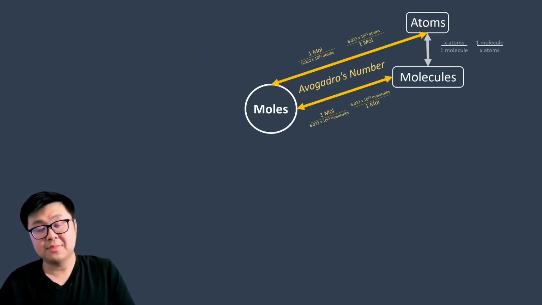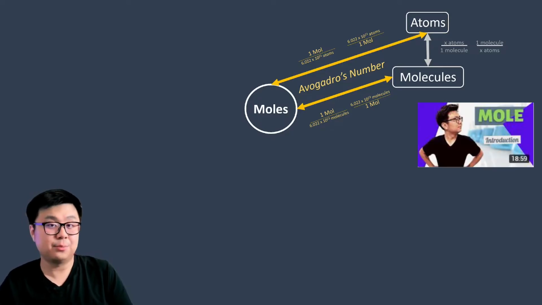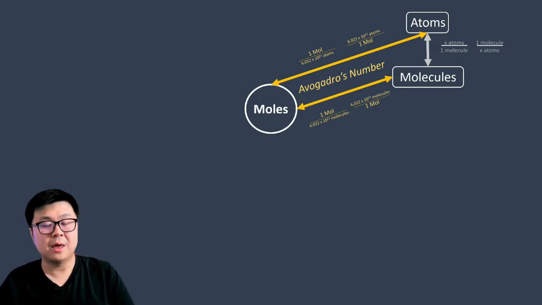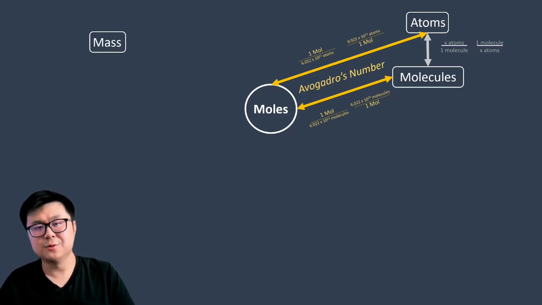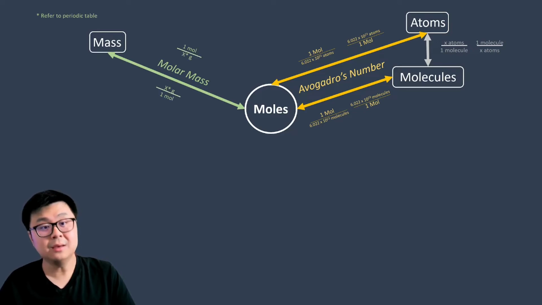Let's continue on with the mole conversion map that we started in the previous video. Now we know that we can go from moles to mass. And the way to do that is through molar mass. How do we do molar mass? Well, it can either be 1 mole over an X amount of grams, or an X amount of grams over 1 mole. Notice the asterisk. To find out the actual number of grams, you have to refer to the periodic table. All right, and that's molar mass.